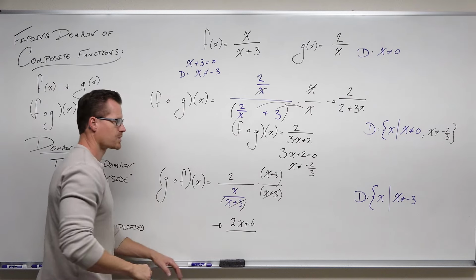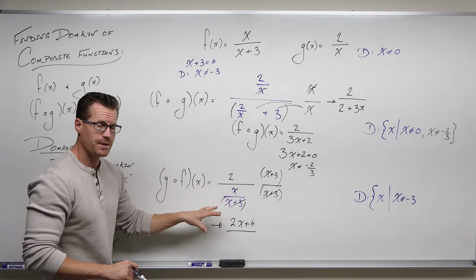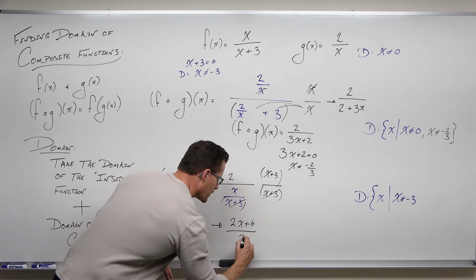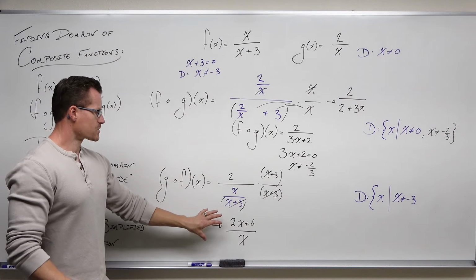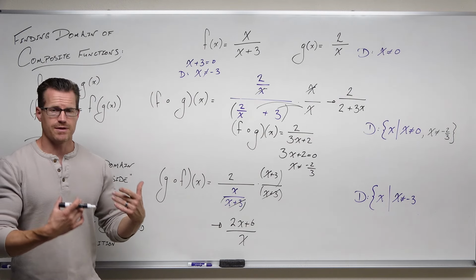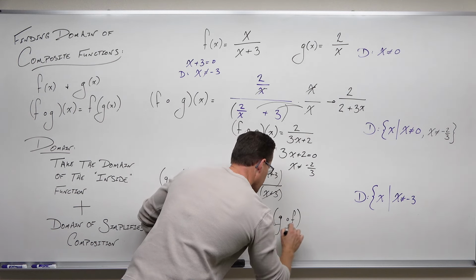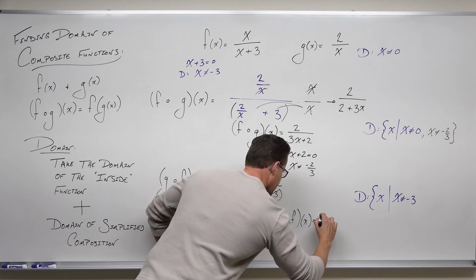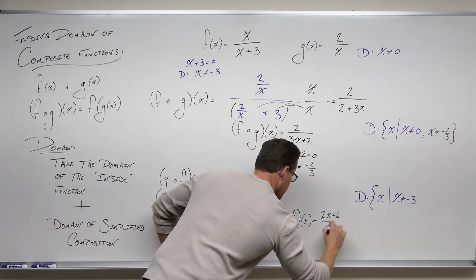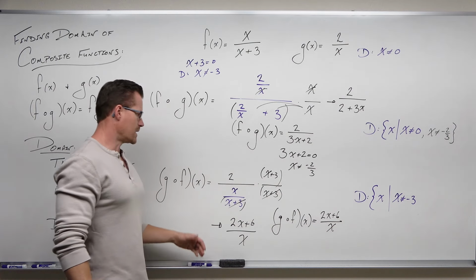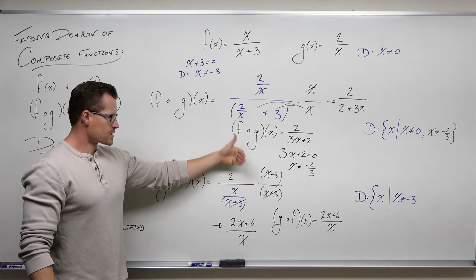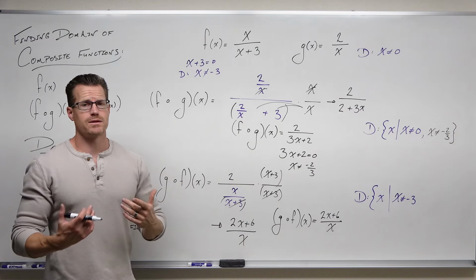You're multiplying x plus 3 on a numerator and denominator. It's going to cancel, give you 1, but we're left with just x. This right here is the composition g of f of x. So we get 2x plus 6 over x. And then we find the domain again.